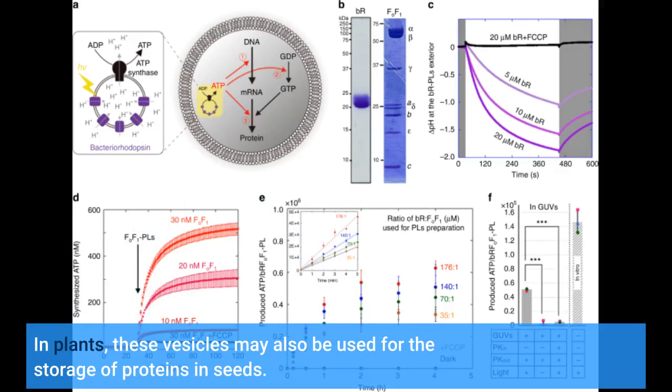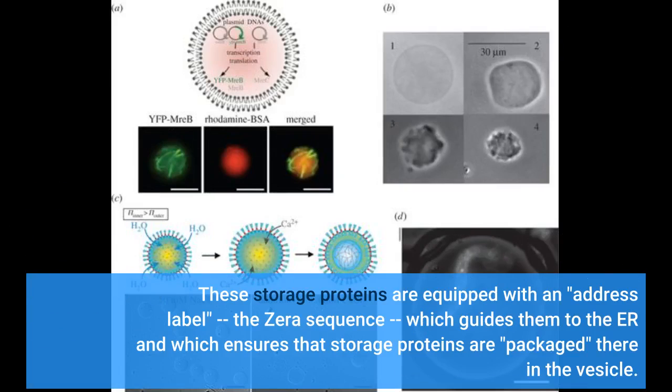In plants, these vesicles may also be used for the storage of proteins in seeds. These storage proteins are equipped with an address label, the Zera sequence, which guides them to the endoplasmic reticulum and which ensures that storage proteins are packaged there in the vesicle.